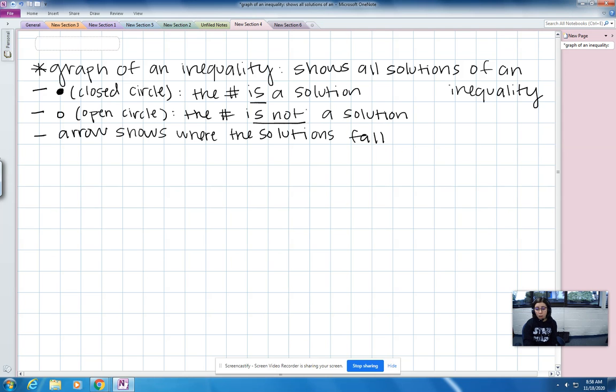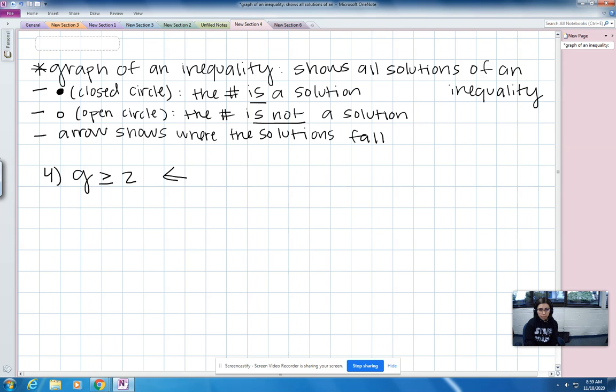Okay, I know that all of this stuff probably is like, what the heck? I don't know what that means. Let's do an example so that I can explain what each of these things means in context. So here we go. Our inequality is g is greater than or equal to 2. So I want to graph this. I want to show all the values that are greater than or equal to 2.